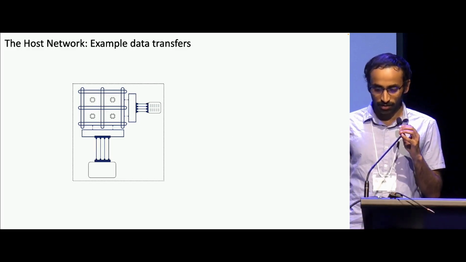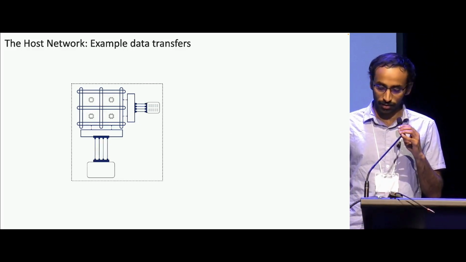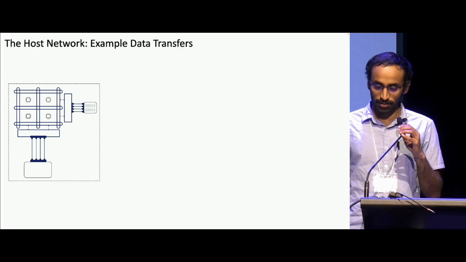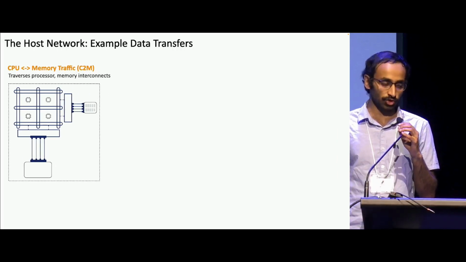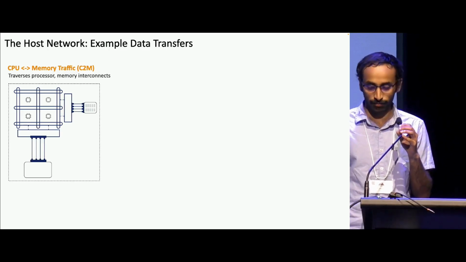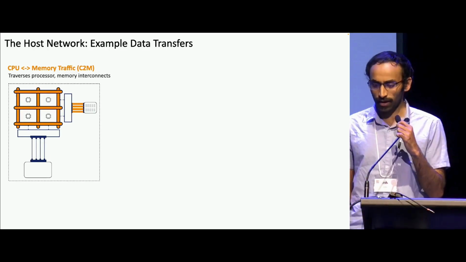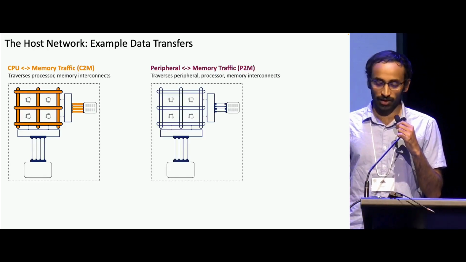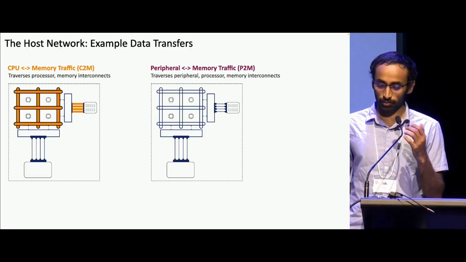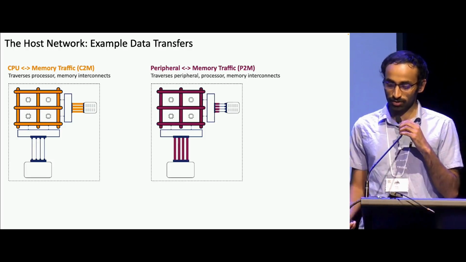Some example data transfers in the host network are CPU to memory data transfers, which I'm going to refer to as C2M traffic. This traverses the processor and memory interconnects. And peripheral to memory traffic, which I'll refer to as P2M traffic, which traverses the peripheral, processor, and memory interconnects.